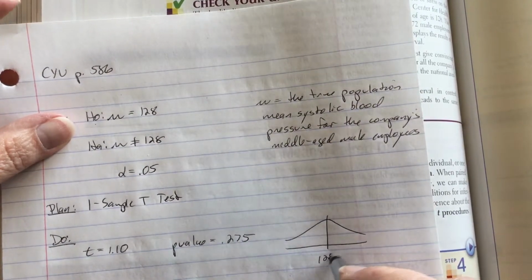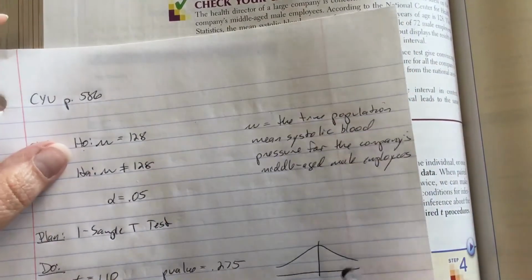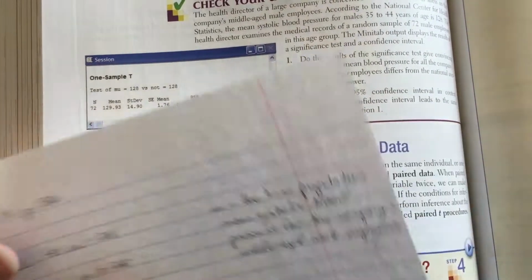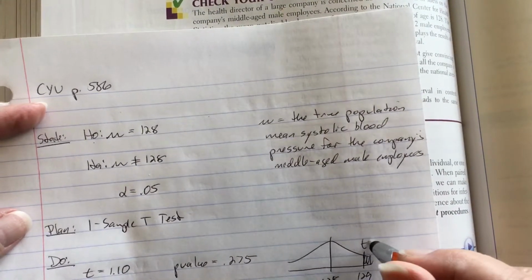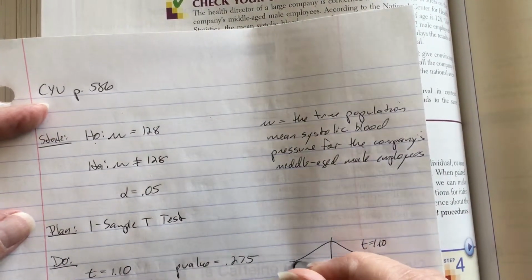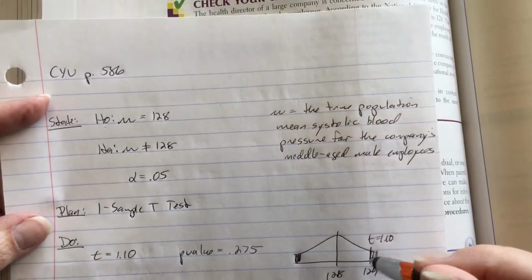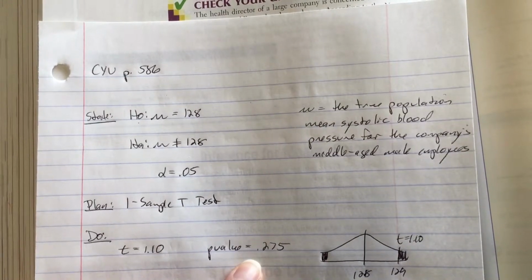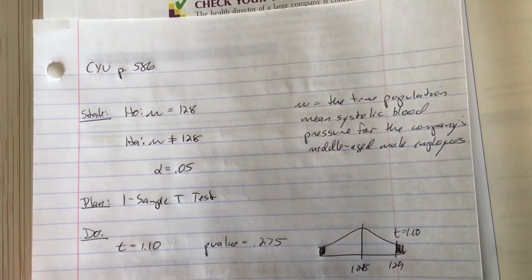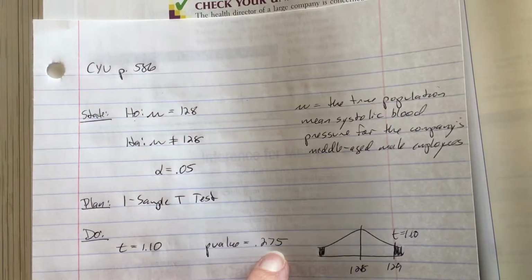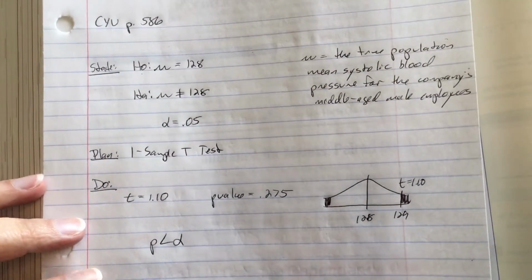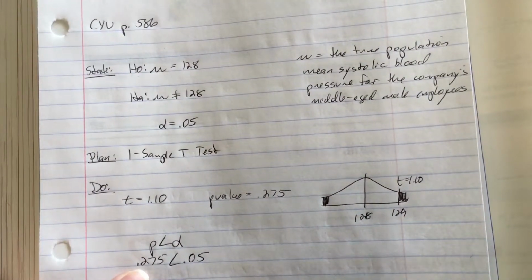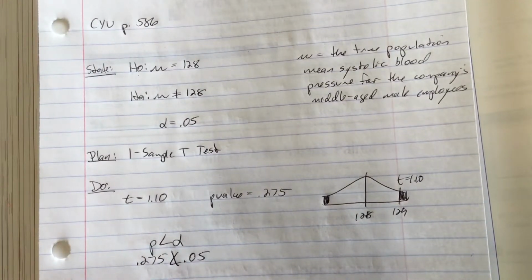So if I had my 128, my sample mean blood pressure was 129, so I know that's over here. That's why my t is over here. But it's a two-tail, so I know I have to have the symmetrical area on the other side. But again, the printout's already calculated this stuff for me. There's my p-value. It's already taken into account that I have a two-tailed test. So now I really just got to evaluate that p-value against the alpha. So my p is 0.275 and my alpha is 0.05. And is p less than alpha? Absolutely not. 0.275 is not less than 0.05.